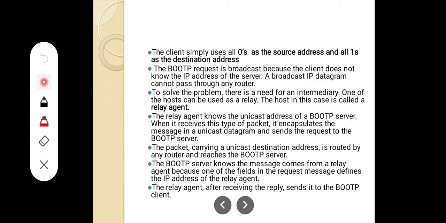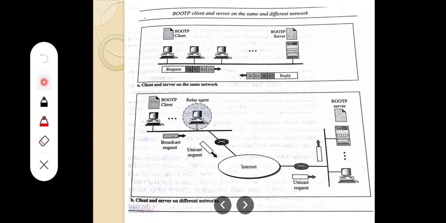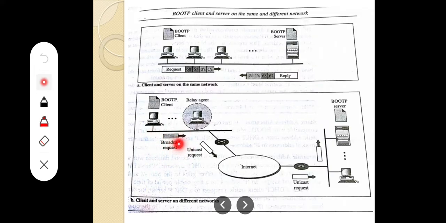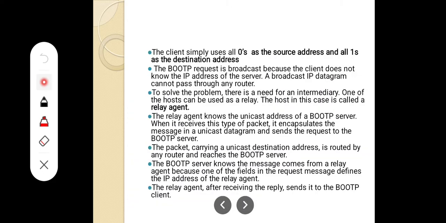Clear? The relay agent knows the unicast address of the Bootp server. When it receives the request packet, it encapsulates the message in a unicast datagram and sends the request to the Bootp server. We already said this. So when it receives a broadcast request, it will create a unicast request and send it to the Bootp server. Clear?